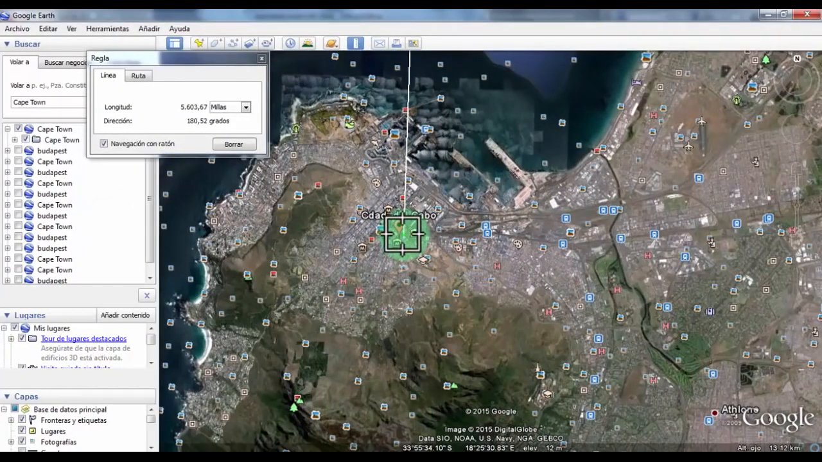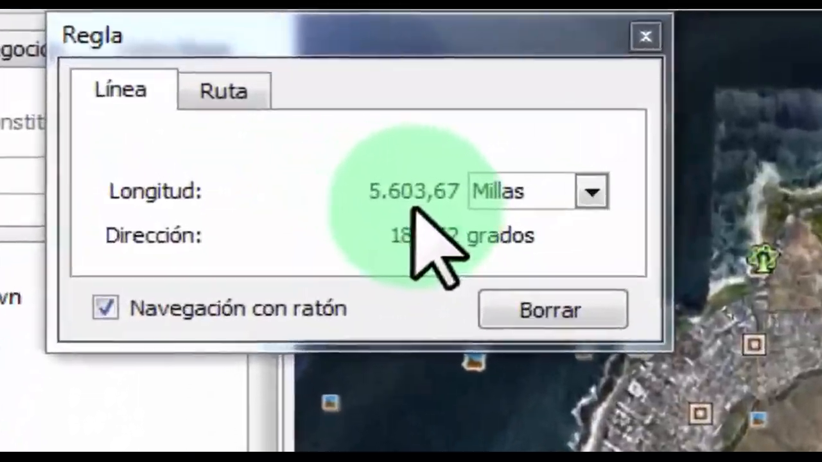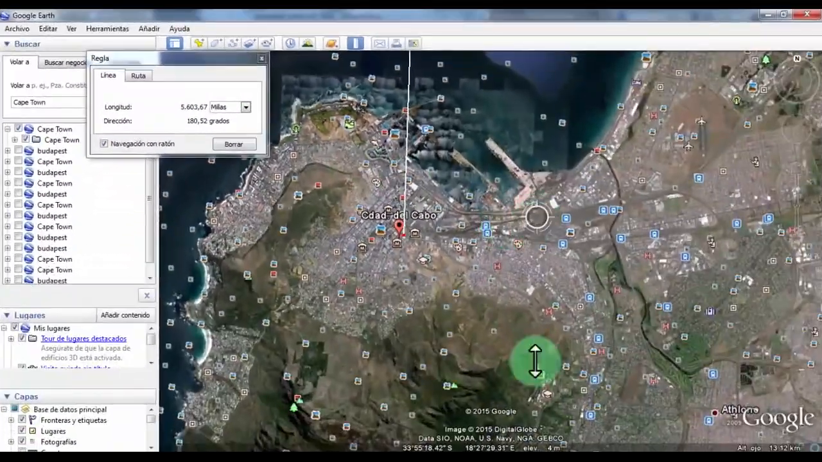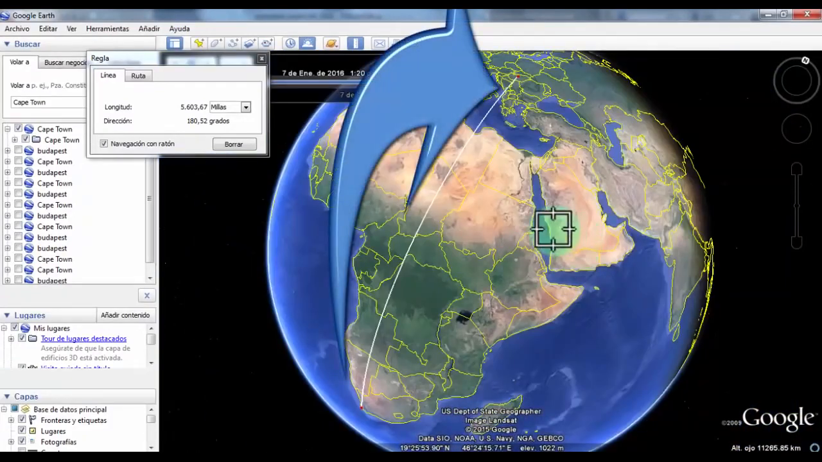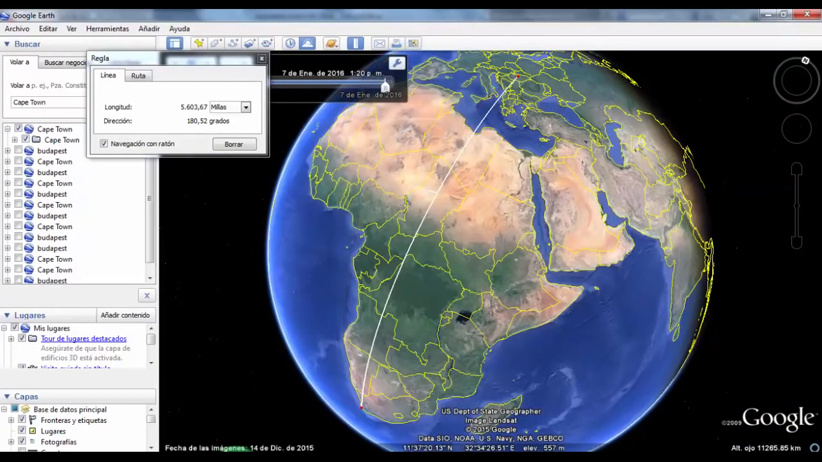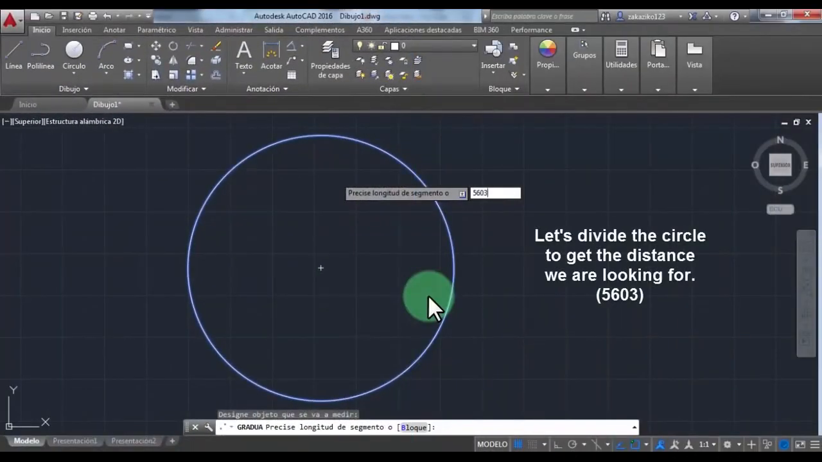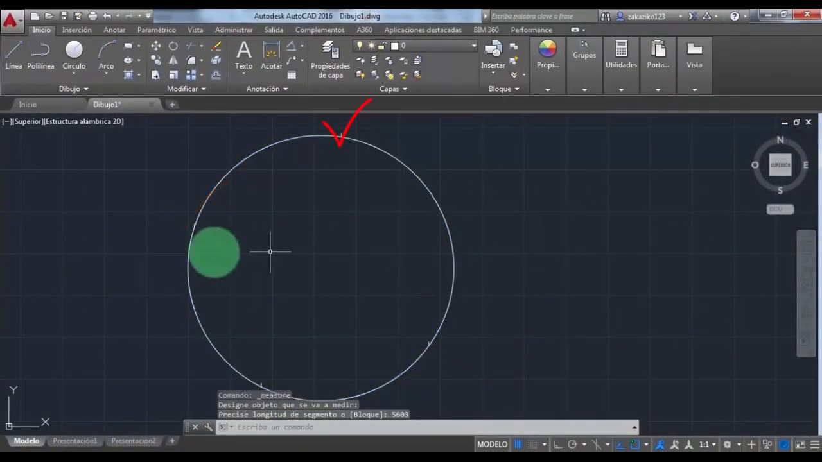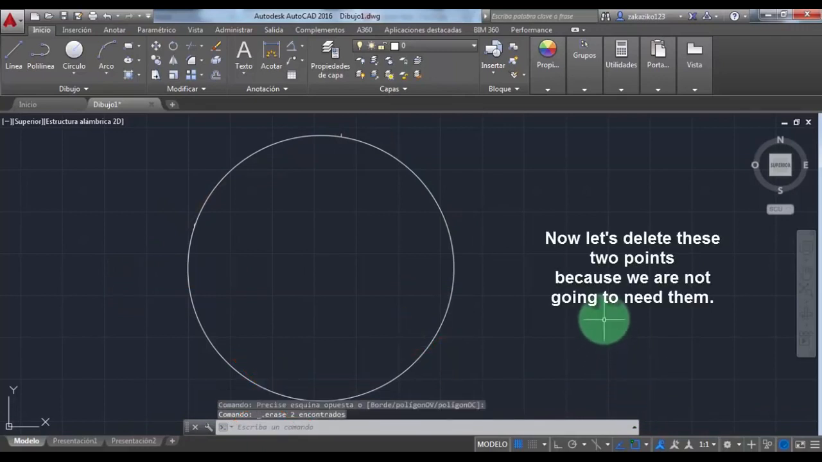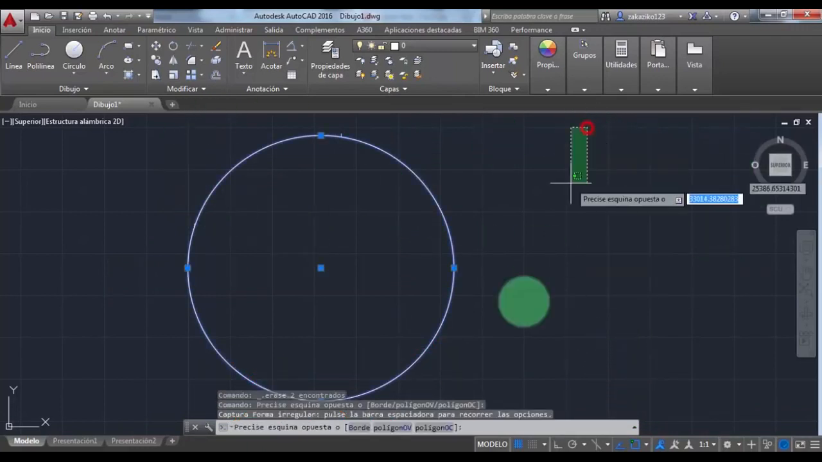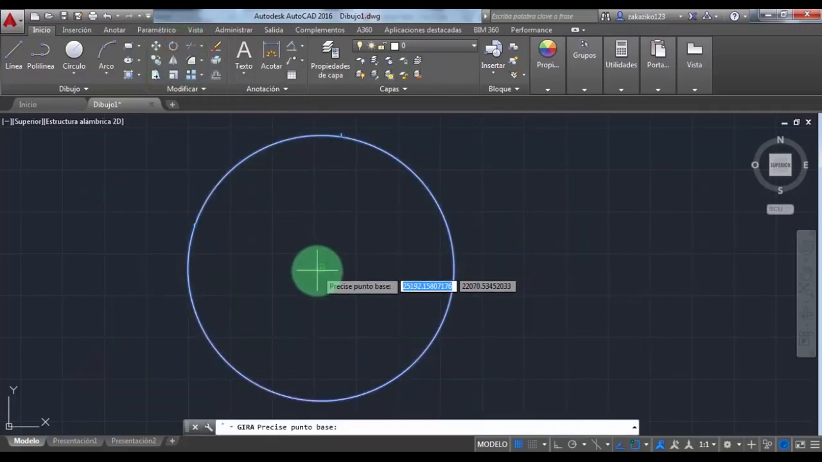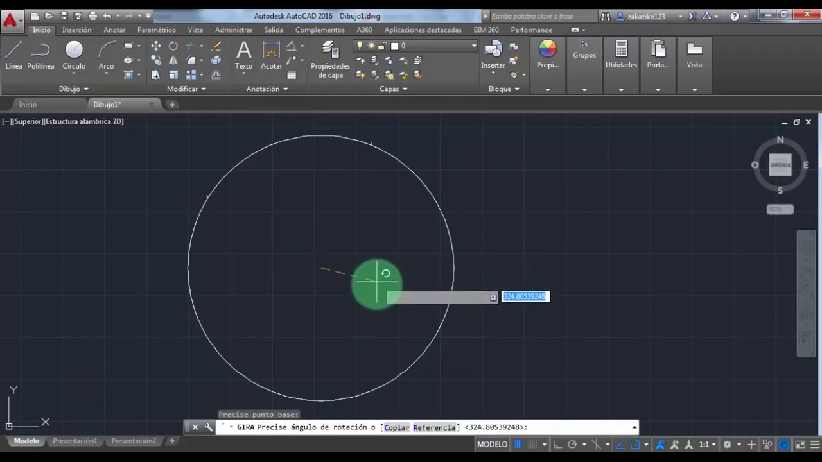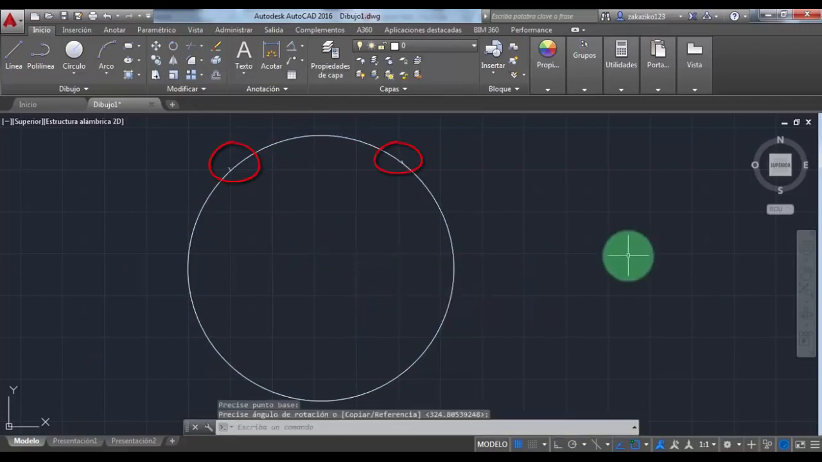So as you can see, the distance is 5,603 miles from Budapest to Cape Town. That is a good distance to do the math. Now let's go back to AutoCAD. Let's divide the circle to get the distance we are looking for, which is 5,603 miles. Now let's delete these 2 points because we are not going to need them. Let's rotate the circle to get a better view. Now it looks better.